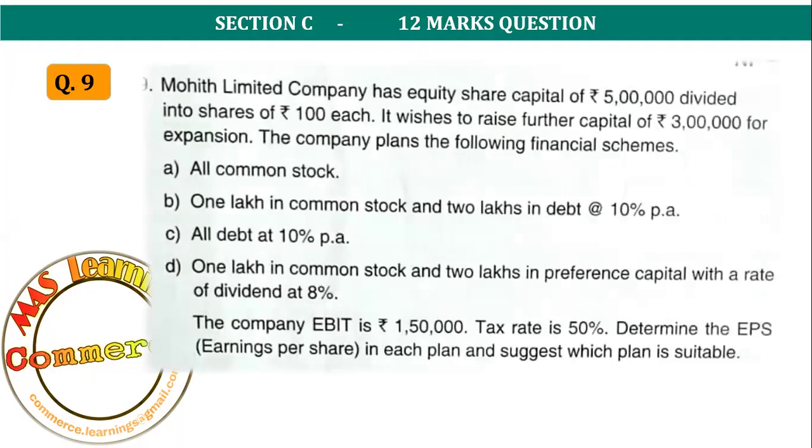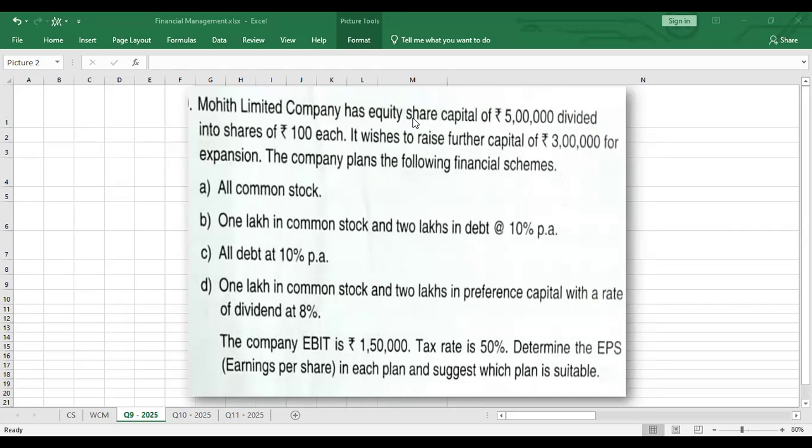Now we have to do a practical one. Now let's move to the ninth question. Mohit Limited company has equity share capital of 5 lakh divided into shares of 100 each. That is 5 lakh equity capital, 100 each, means that is 50,000 shares they have. He wishes to raise further capital of rupees 3 lakh for expansion. They require another 3 lakh rupees. Now they are having 5 lakh, another 3 lakh they require.